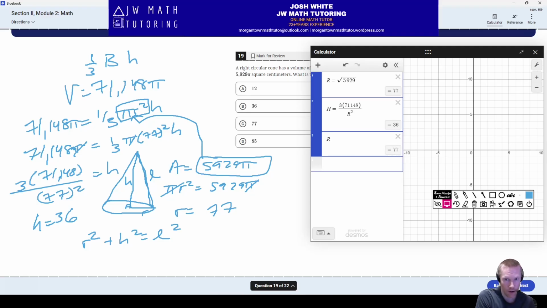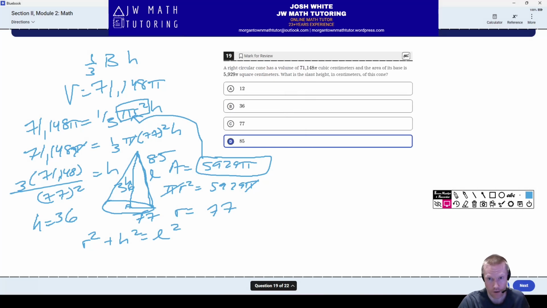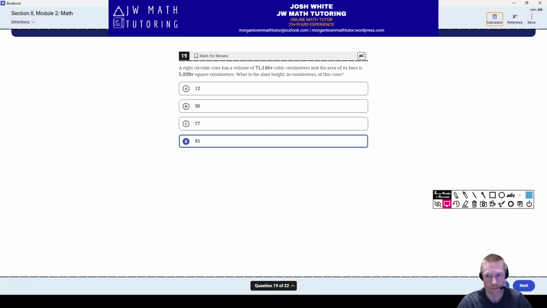So I can just type r squared plus h squared. That's part of the reason why I defined them earlier in the problem. And then the tilde, and then we'll put L squared for the slant height. So that's it. There's our slant height. That just basically solved that Pythagorean theorem problem instead of having to do it all out by hand and adding the numbers and square rooting both sides. So the slant height for this cone is just going to be 85. So it's a 36, 77, 85 right triangle.